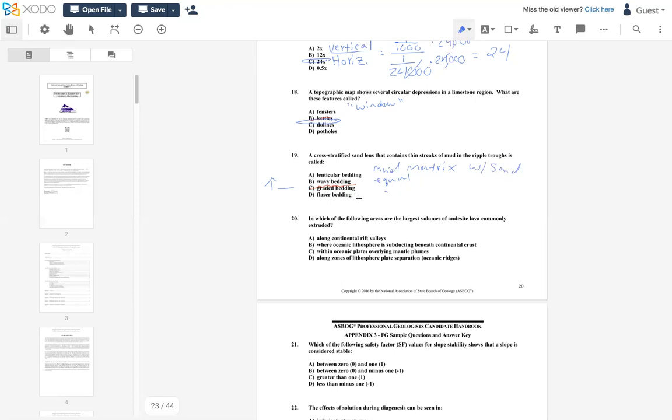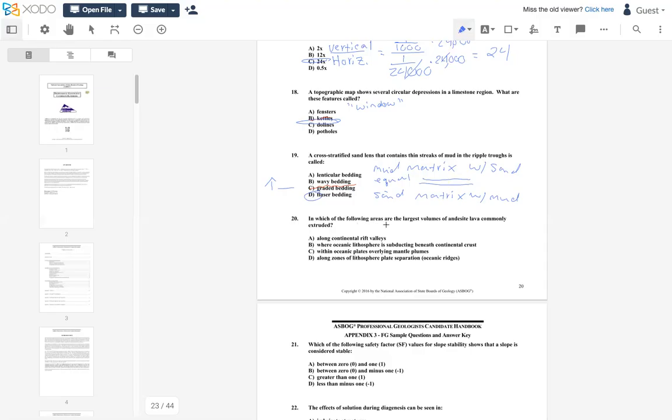And then flazer bedding is the opposite. That's where we have a sand matrix with mud. All right, yes, so that makes sense. So excuse what I said prior. This is actually how it's supposed to be, because wavy bedding is the intermediate between lenticular and flazer. So it's equal parts, equal layers of mud and equal layers of sand. So a cross-stratified sand lens with mud, sand with mud, is flazer bedding. All right, last one for this video.